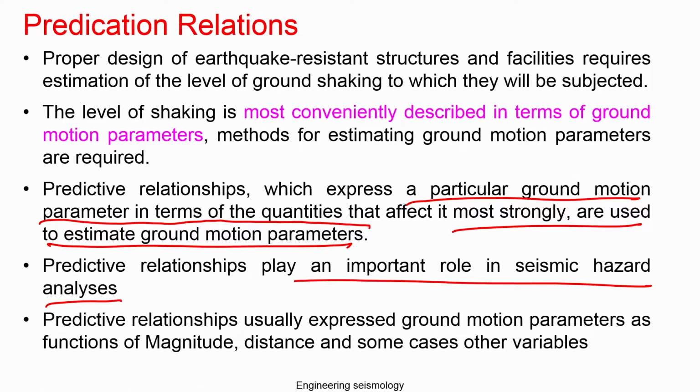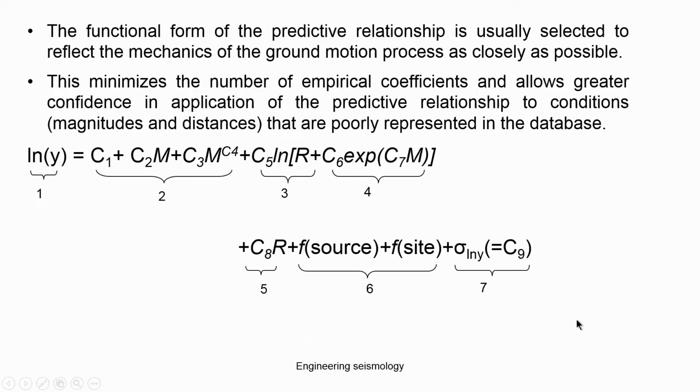Predictive equations usually express ground motion parameters as a function of magnitude and distance and, in some cases, other variables, which I called the site. The functional form of a predictive equation is usually selected to reflect the mechanics of the ground motion process as closely as possible in the region. So, the functional form for a particular ground motion prediction equation, even though M and R are the predominant factors, varies from region to region.